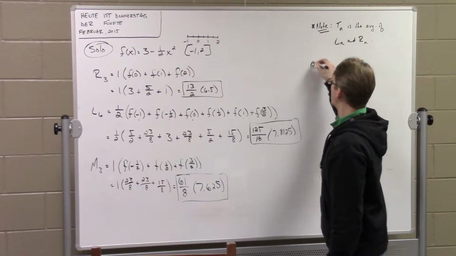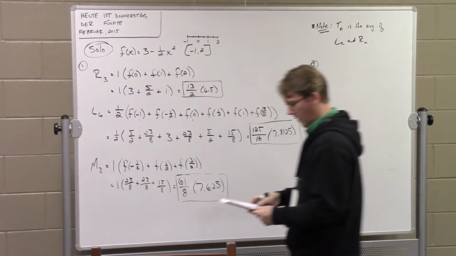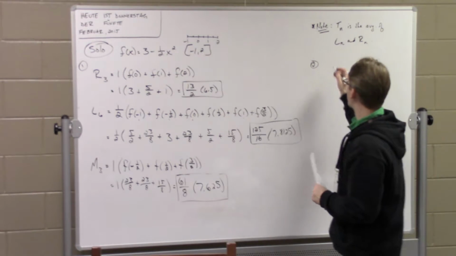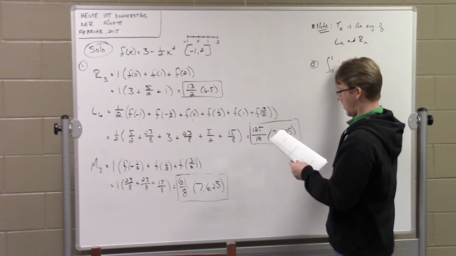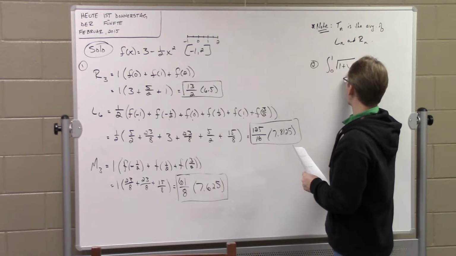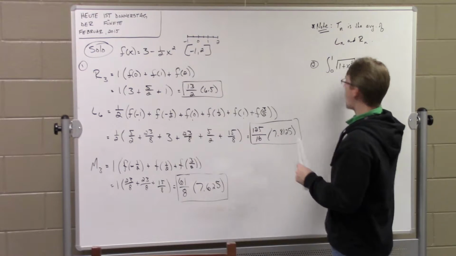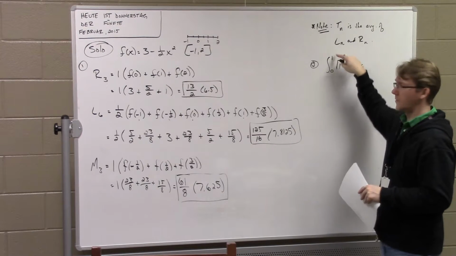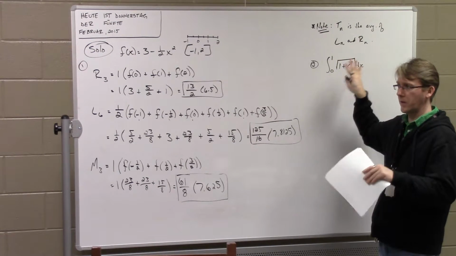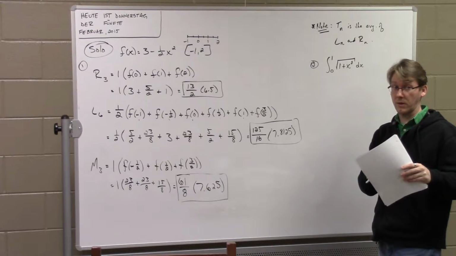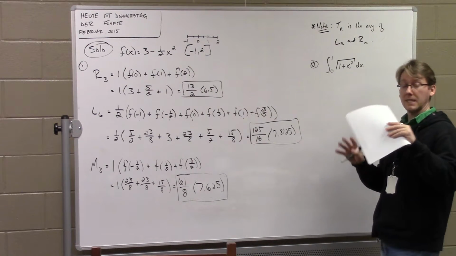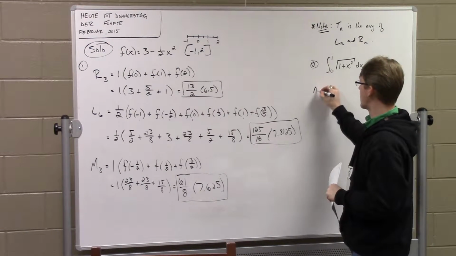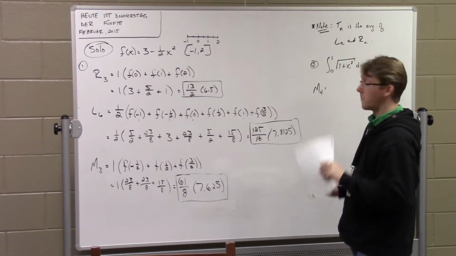Number 2 says, if M4 is used to approximate this, the integral from 0 to 1 of the square root of 1 plus x squared dx. Now we know that this is an exact area under that graph on the interval from 0 to 1. If we were to type that in our calculator, it would give us a decimal, which is wrong for this question, by the way. It would be the exact area underneath that function. They want us to approximate that using M4, midpoint 4.